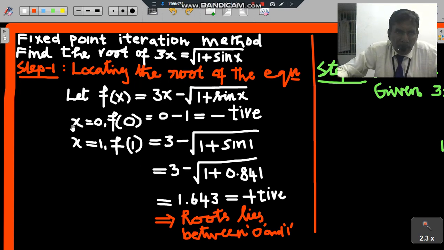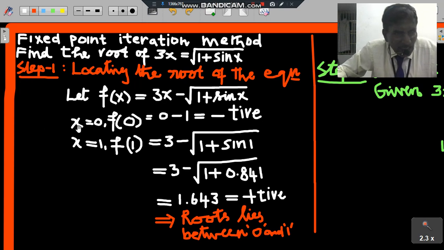Right, now I put x equal to 0. When I put x equal to 0, f of 0 becomes 0 minus 1, which equals minus 1. So when I put x equals 0, f becomes negative. When I put x equals 1, f of 1 equals 3 into 1, 3 minus square root of 1 plus sine 1. Simplifying this, you will get 1.643, which is a positive value.